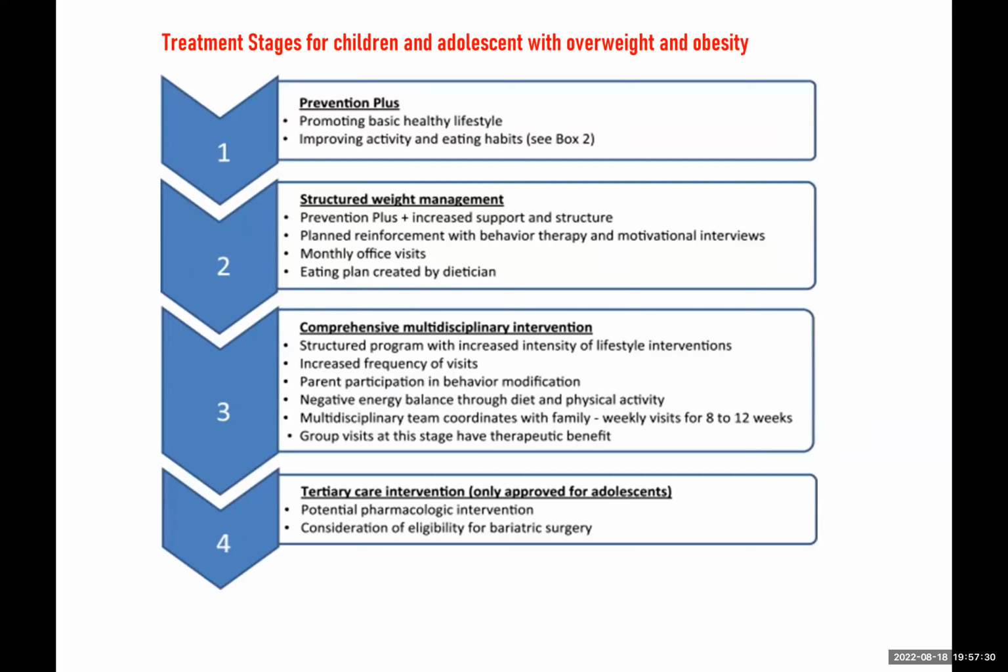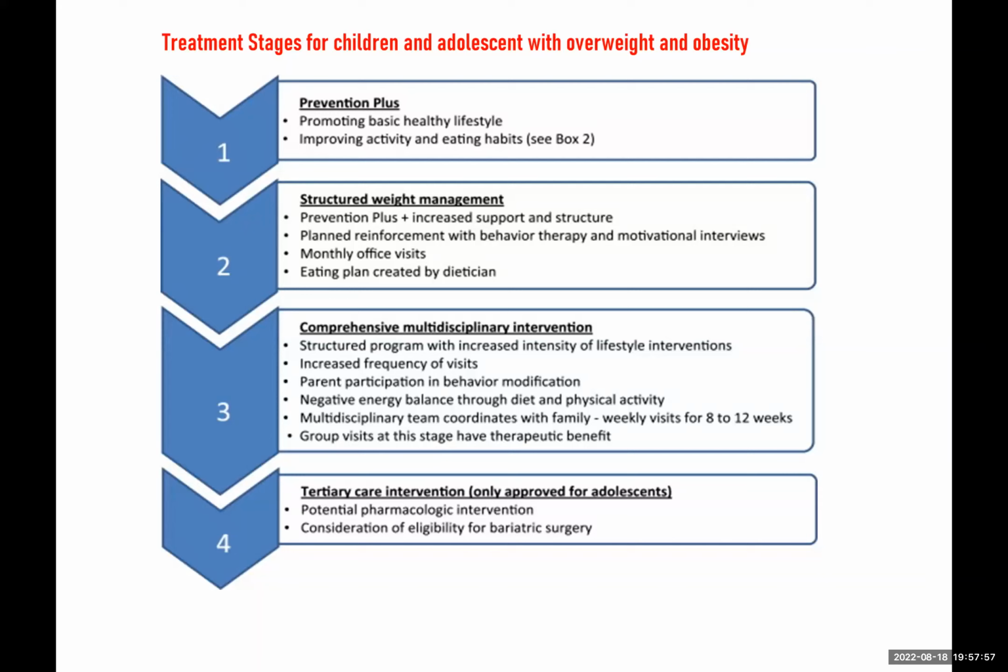Stage 2, if the child is not improving, you can move to stage 2. Usually we need around 3 to 6 months to move to the second stage, structured weight management, and usually this is done at the level of secondary care or sometimes at the level of the primary care if there is a good setting. It is prevention plus with increased support and structure, plan reinforcement with behavior therapy, motivational interviewing, monthly office visits, and a meal plan created by a dietitian.